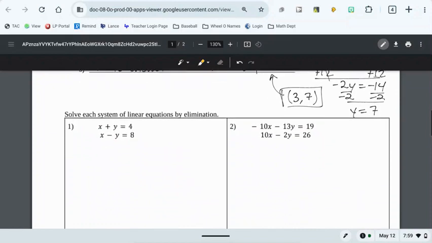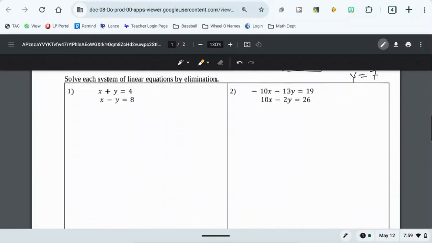All right, let's try an example here. Number 1. Right away we look, can we identify opposites? Well, the x's are both positive, so those are not opposites. But we do see we have positive y and negative y. Those are opposites, so we're going to add the equations because we have at least one set of opposites. Those cancel. x plus x is 2x. 4 and 8 is 12. Divided by 2, we get x equals 6.